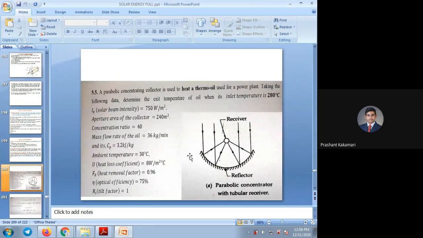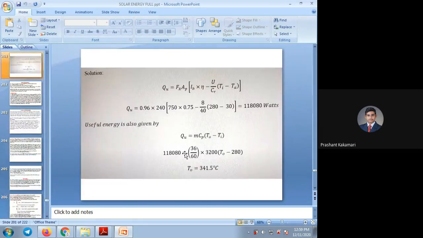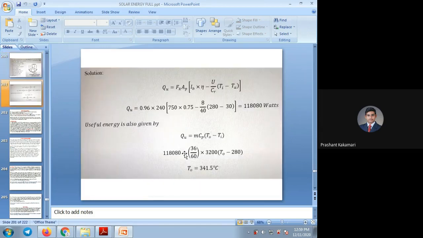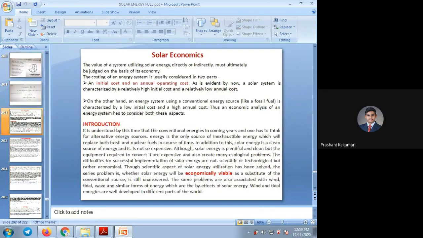Okay. And later we solve this example just to understand how the calculations are done on concentrating collectors. This is one simple example I have taken, only a two-step problem. One is to find the useful heat gain, and one is to find the output temperature. Is that clear? This is for the third-year syllabus. Solar economics is not in the third-year syllabus. Is that clear?